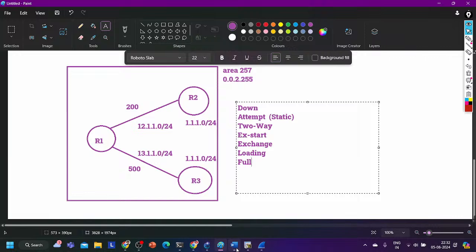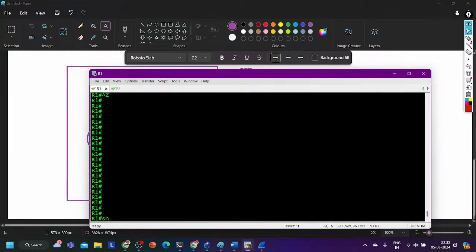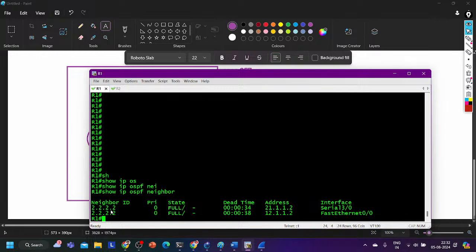So now you can see we have full state. So show IP OSPF neighbor, full state, that means this neighbor is adjacent, right? If the neighborship state is two-way, that means the neighbor is my neighbor in OSPF but not adjacent, meaning I will not share the complete database, that is only a neighbor.